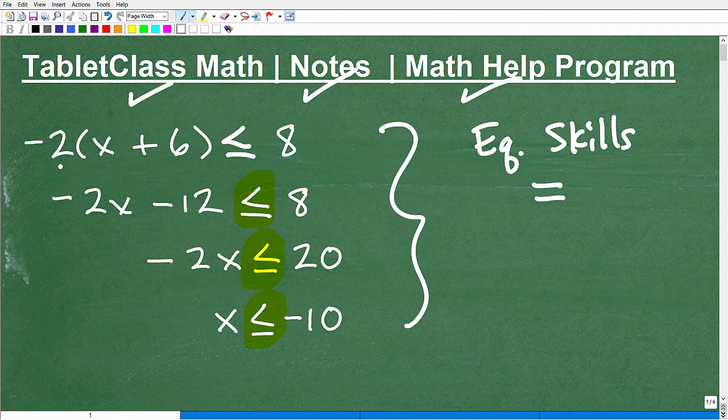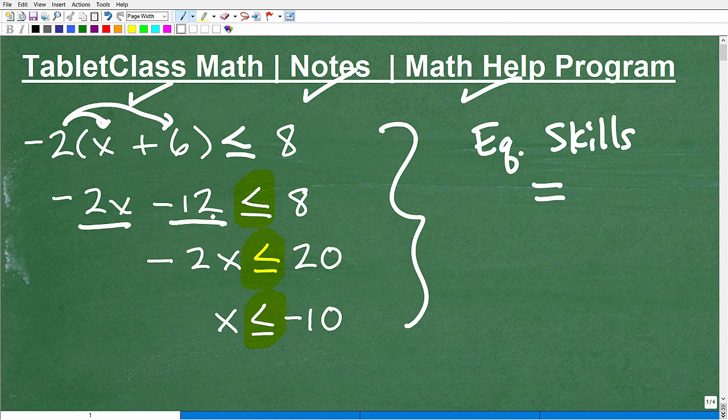All right, so first things first, let's take a look at our first step and see if the error is there. We have negative 2, and we have to use the distributive property. So it's going to be negative 2 times x, and negative 2 times positive 6. Negative 2 times x is, in fact, negative 2x, and negative 2 times this positive 6 is negative 12.